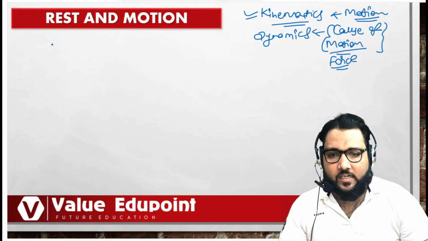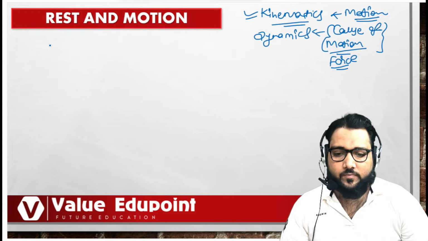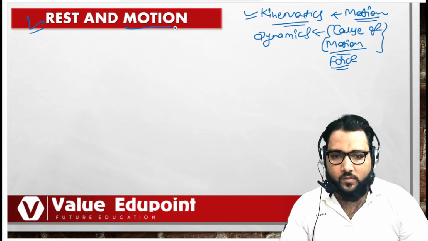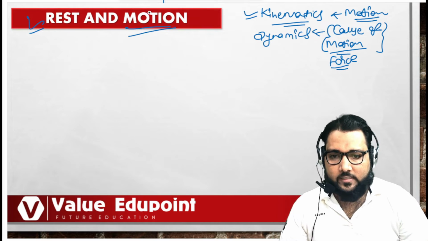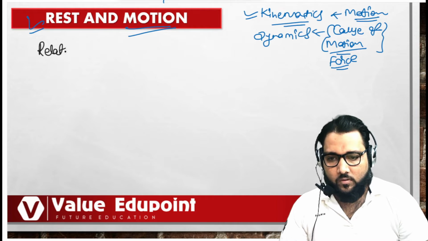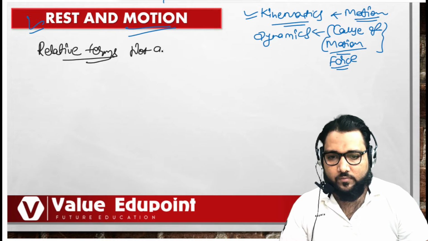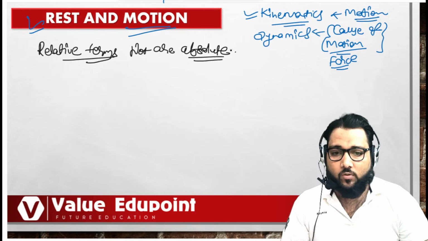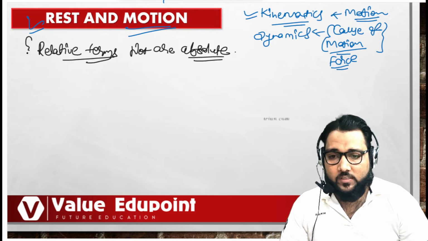So to study motion, first of all we should know the terms rest and motion. For rest and motion, we always talk about these terms as relative. These are relative terms, not absolute. Is it okay guys? And what is the meaning of this line?